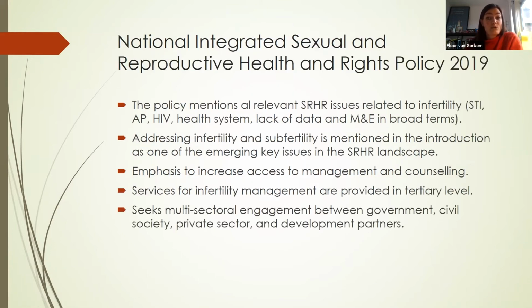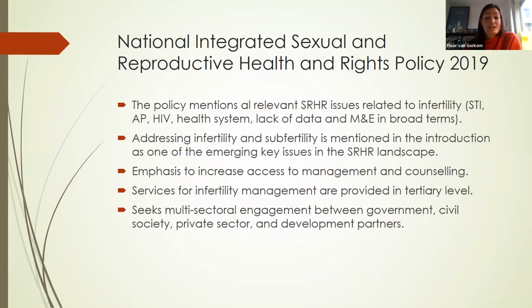And actually, most importantly, the government has come up with a very progressive guideline, which is the National Integrated Sexual and Reproductive Health Rights Policy, which was published in 2019. And in that, all relevant sexual reproductive health issues are mentioned, including fertility, and also all SRHR issues that are related to infertility, such as STIs, adolescent pregnancies, HIV, the health system, and the lack of data and monitoring in broad terms.